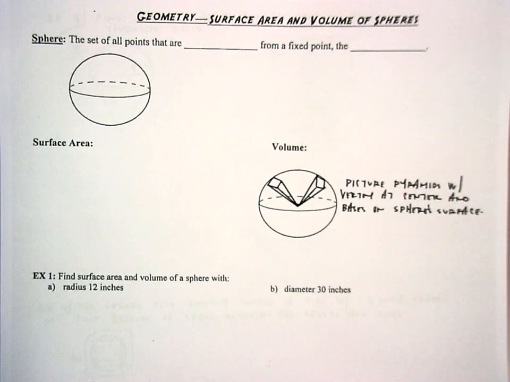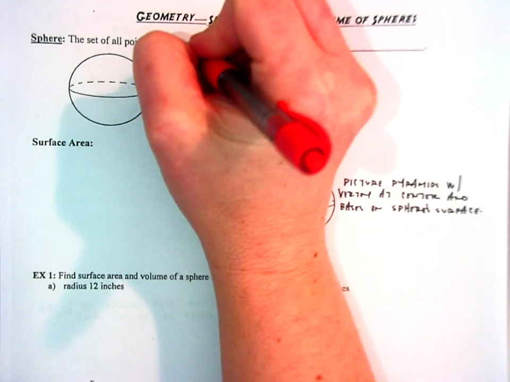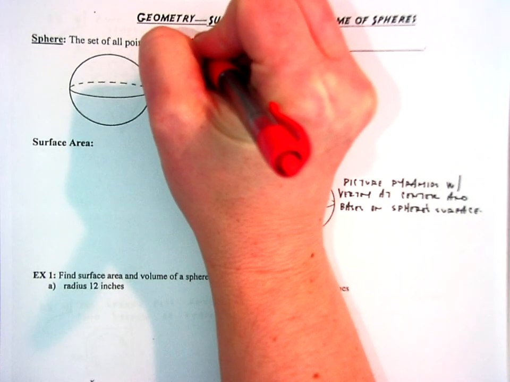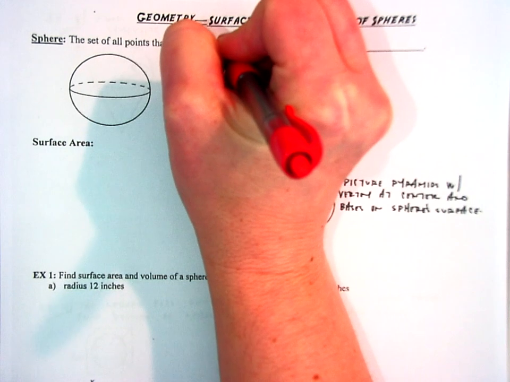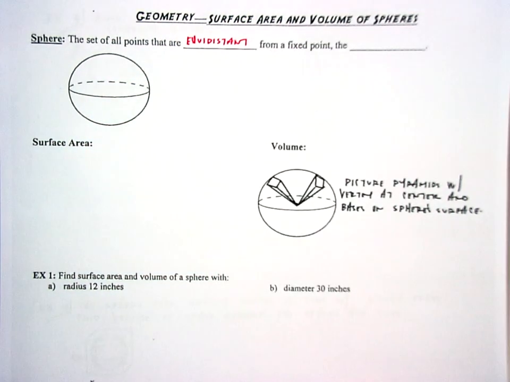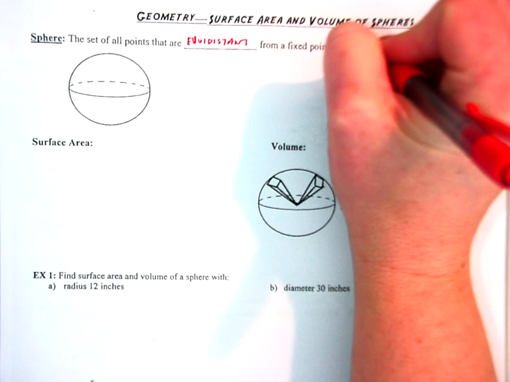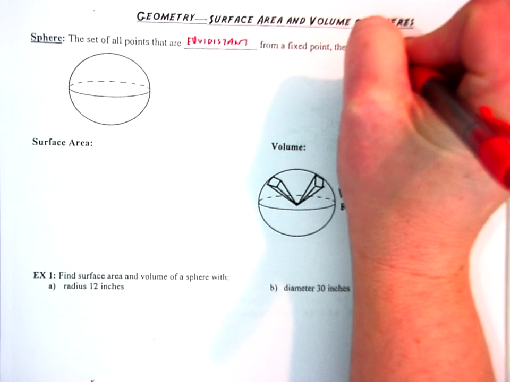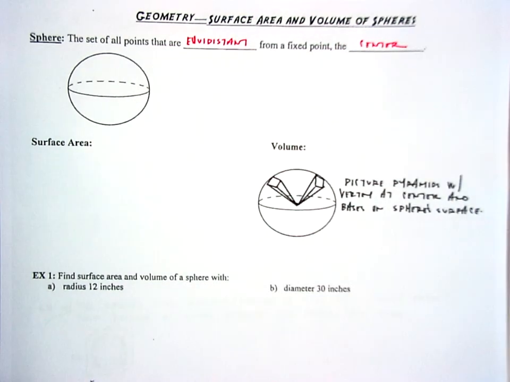Today we're taking on a sphere, a beautiful sphere. Okay, so first up, how do we define it? The set of all points that are equidistant, so same distance, from a fixed point, which is our center.